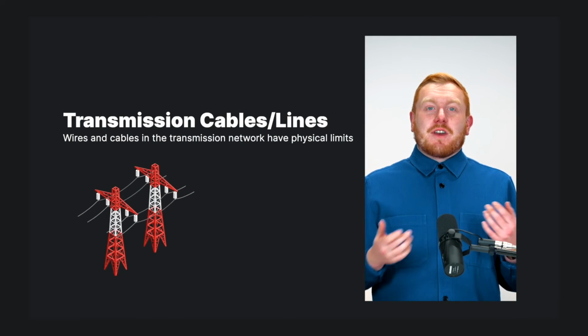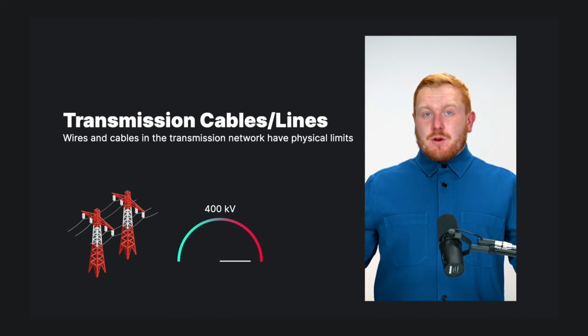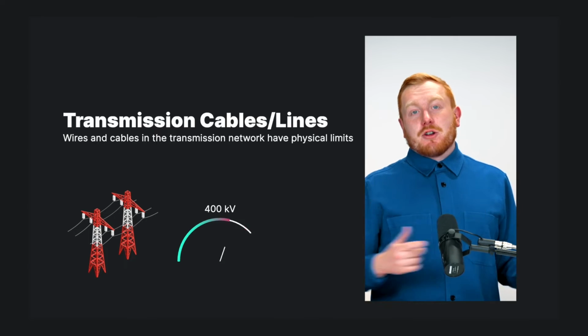The wires and cables in the transmission network have physical limits on how much power can be pushed along them. Those limits therefore need to be taken into account when deciding how much electricity travels across which wires across however many miles to its destination.